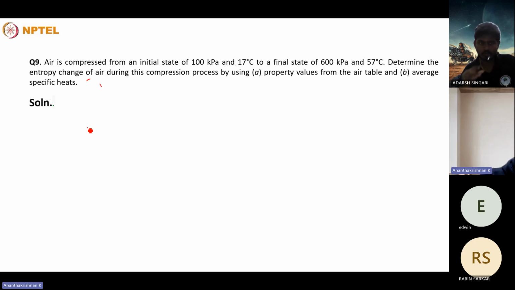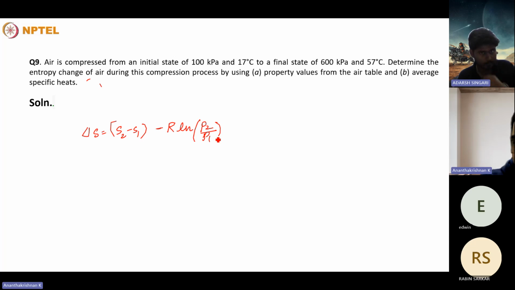For an ideal gas, the entropy change could be written as the change in entropy between the starting and the end state points, minus R times the pressure variation. One way is to directly calculate the entropy from a property table, and R from the property table as well, at these corresponding temperatures and pressures. R is a constant for air, 0.287 kilojoule per kilogram Kelvin, and correspondingly use the pressures and calculate the volume.